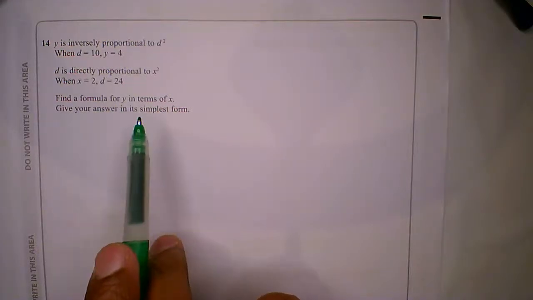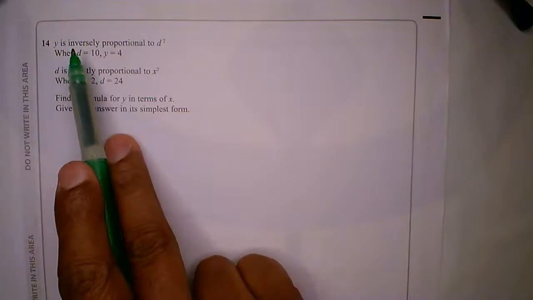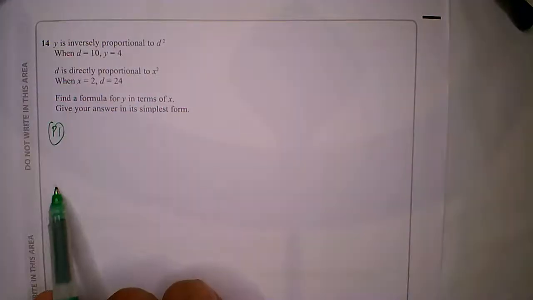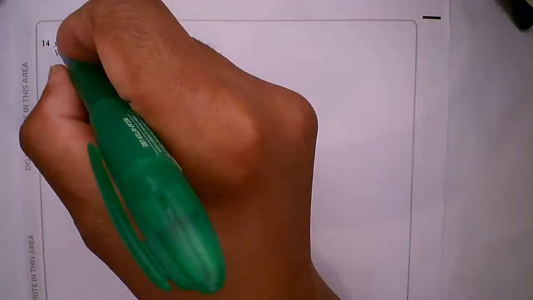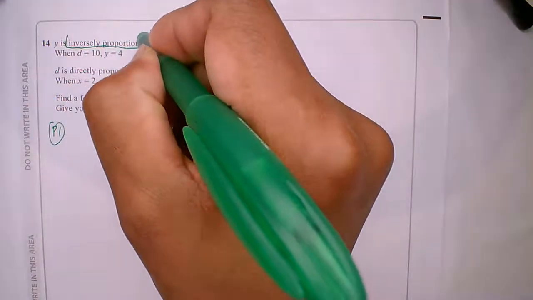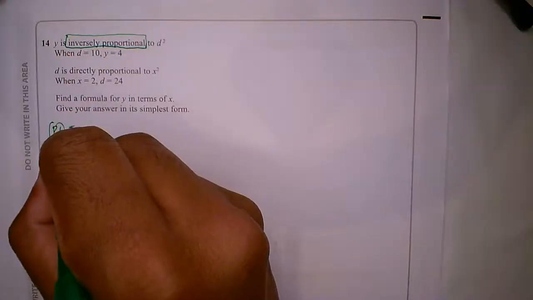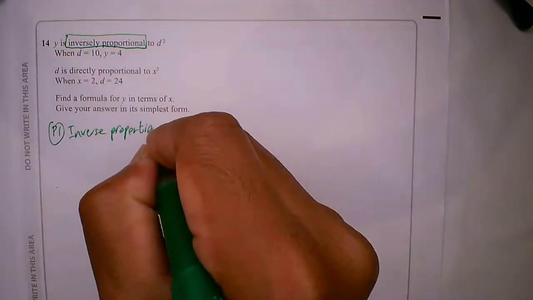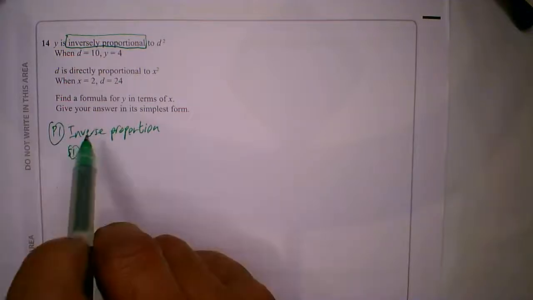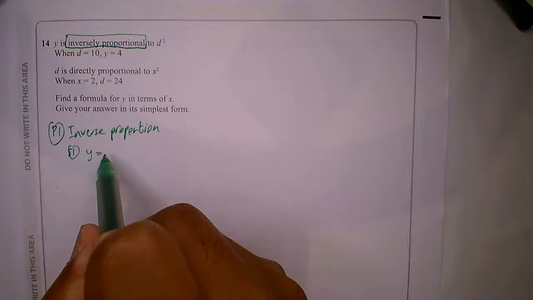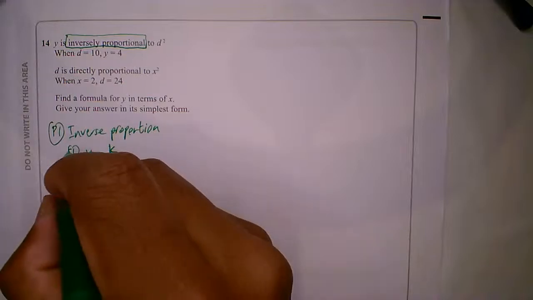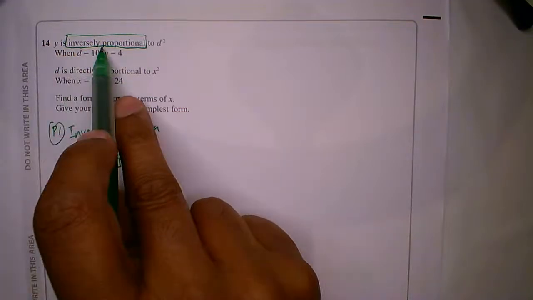So we've got quite a lot of words here, but let's look at each part. You've got the first part, the second part, and the third part. Part 1 is y is inversely proportional, so we've got inverse proportion. How do we do inverse proportion? Step 1 is we turn this into an equation. So y equals, for inverse proportion, k over something. You can see y is inversely proportional to d squared.